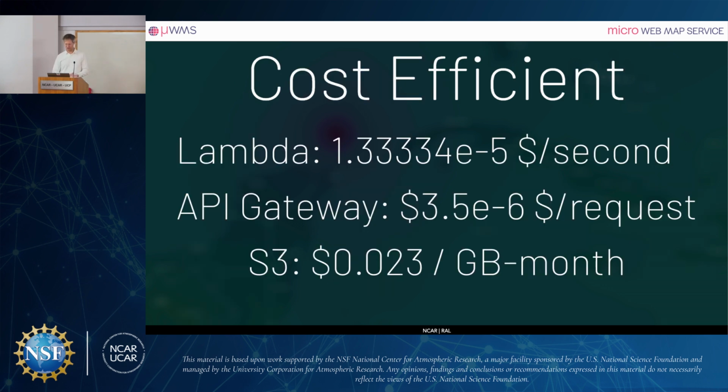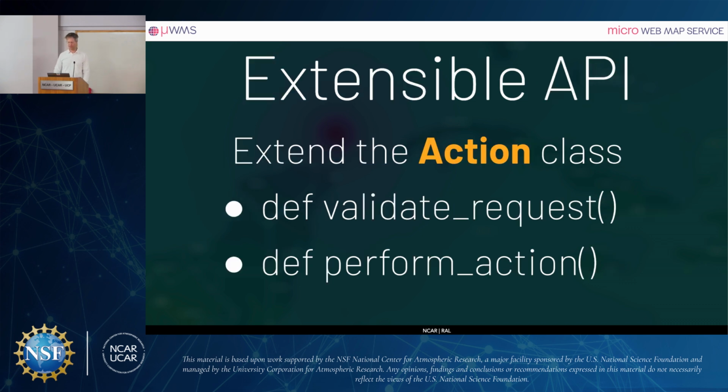So for cost efficiency, you pay for what you use only, not for what you provision. Lambda functions are metered to the nearest 100 milliseconds, and you pay 1.3 times 10 to the minus fifth dollars per second. API gateway is also a very small charge per request. And for the S3 data storage, you pay 2.3 cents per gigabyte per month. So that's probably the largest cost if you have a lot of data you need to store.